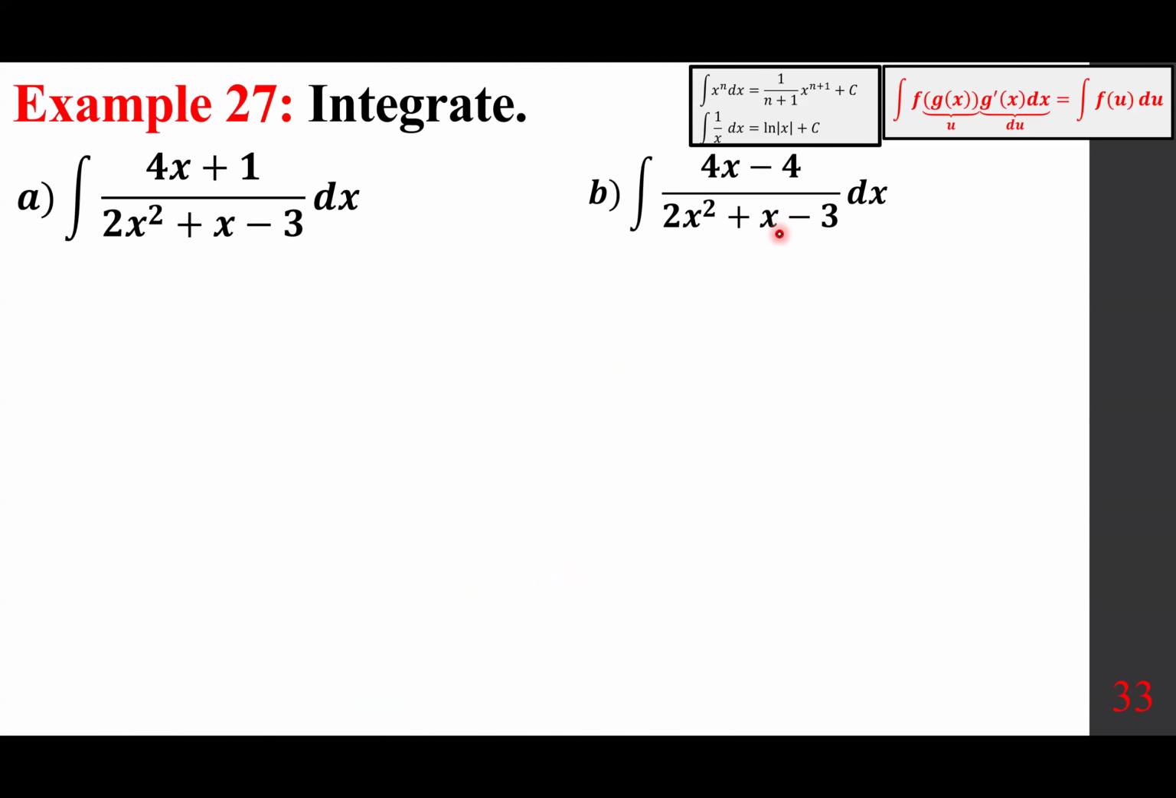I want you to see this side by side because any fraction you have to simplify it first. You notice this is 2, this is negative 3, so it's a very easy factoring. However, there's nothing you can do to factor the numerator. So for this one, the denominator is a choice of u. The derivative is the numerator. So the numerator times dx is du.